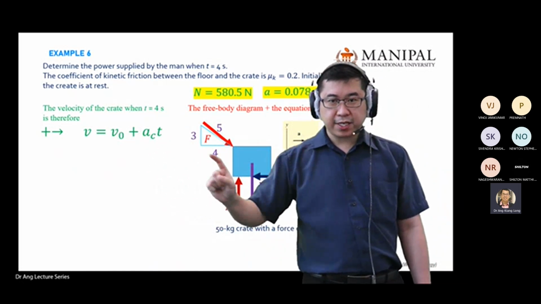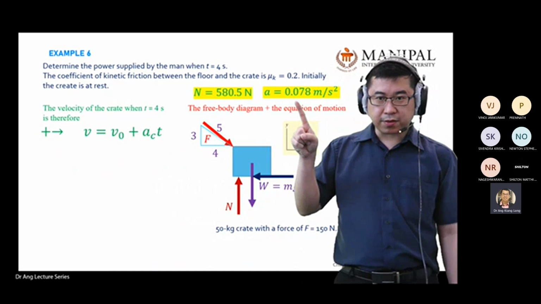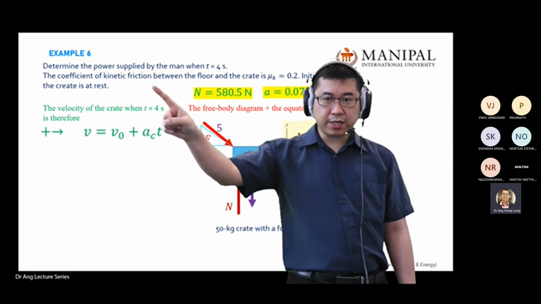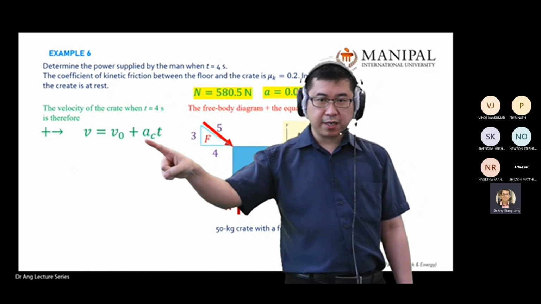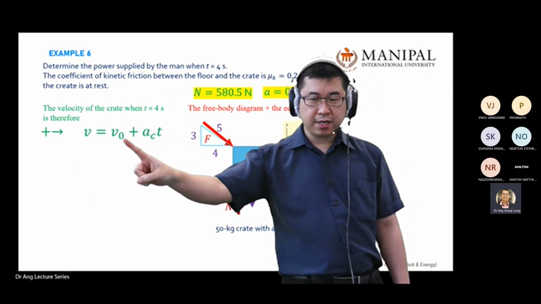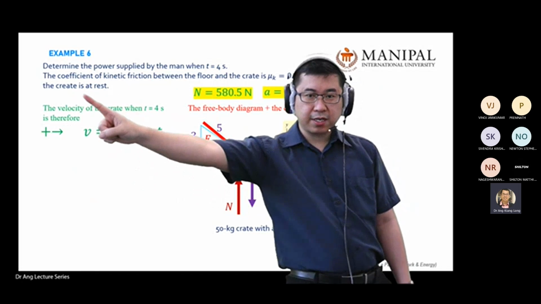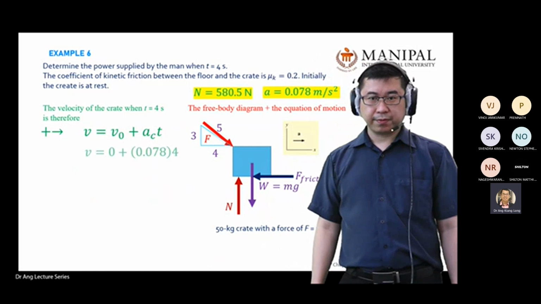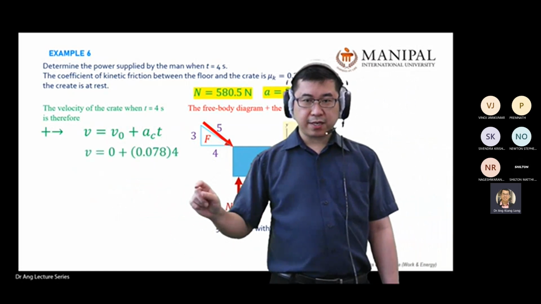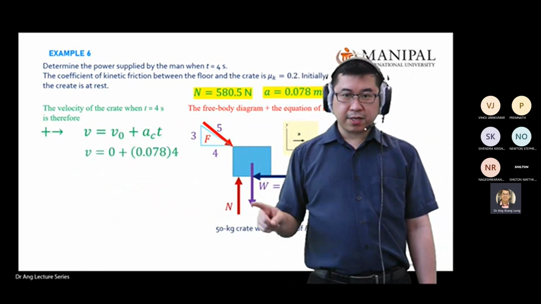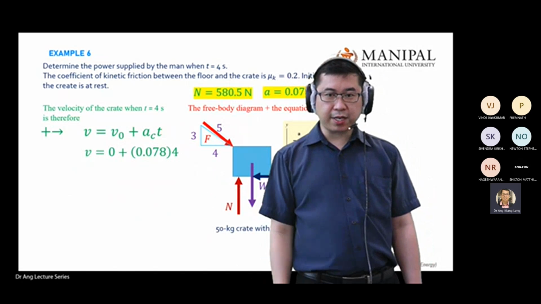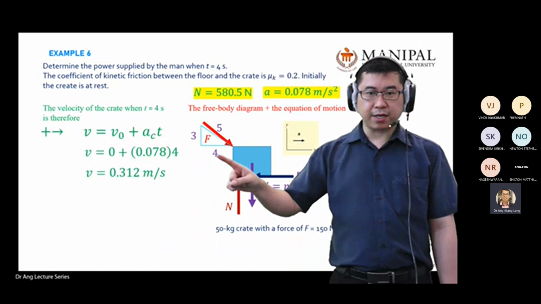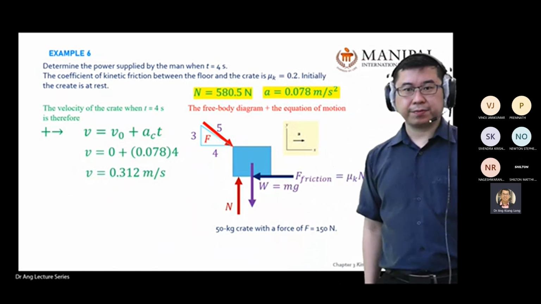You have your acceleration, which you found just now. The time is given by the question: 4 seconds. What is your initial velocity? The crate starts from rest, so 0. Substituting the values, the velocity of this box at 4 seconds is 0.312 meter per second to the right.